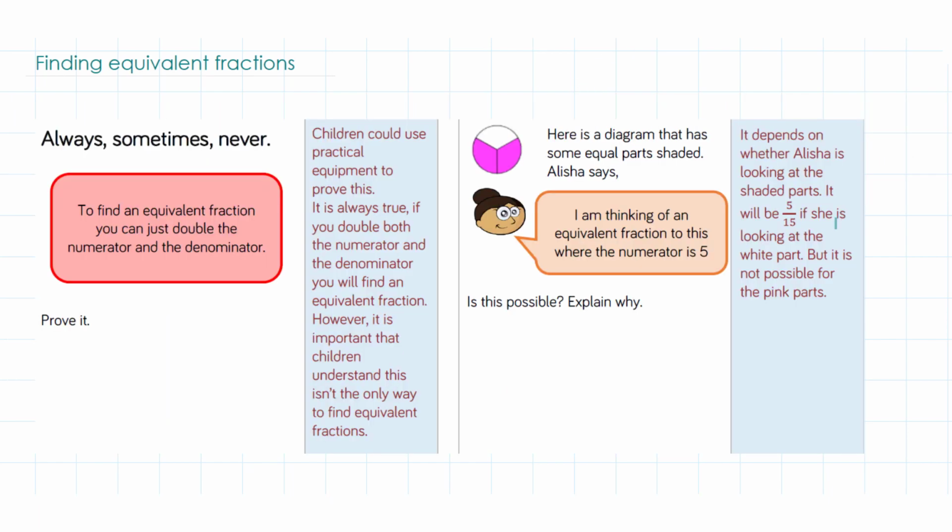And here's possible answers to the problems. Always, sometimes, and never true. Well, as it says in the explanation, you can always find an equivalent fraction by doubling the numerator and the denominator, but that is not the rule we're looking for, because that's not the only way of finding an equivalent fraction. So you'll miss some if you only double the numerator and the denominator. And then in the second one, there's an explanation there. It does depend whether Alicia is thinking about the shaded parts or the unshaded part.